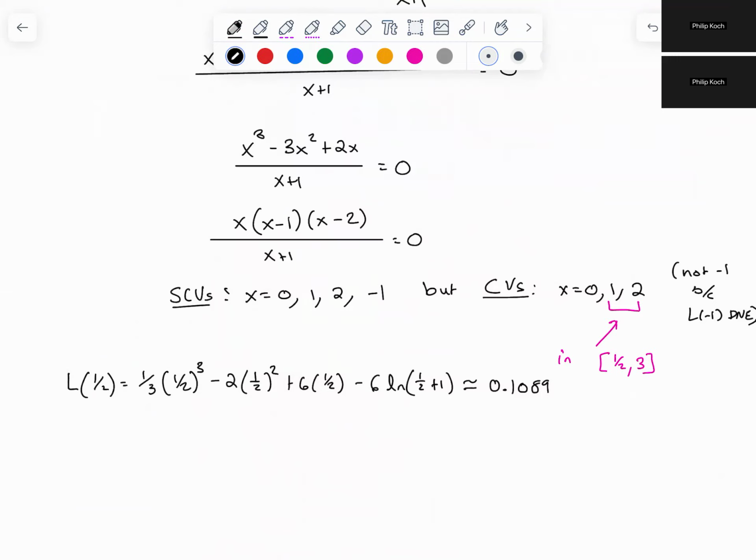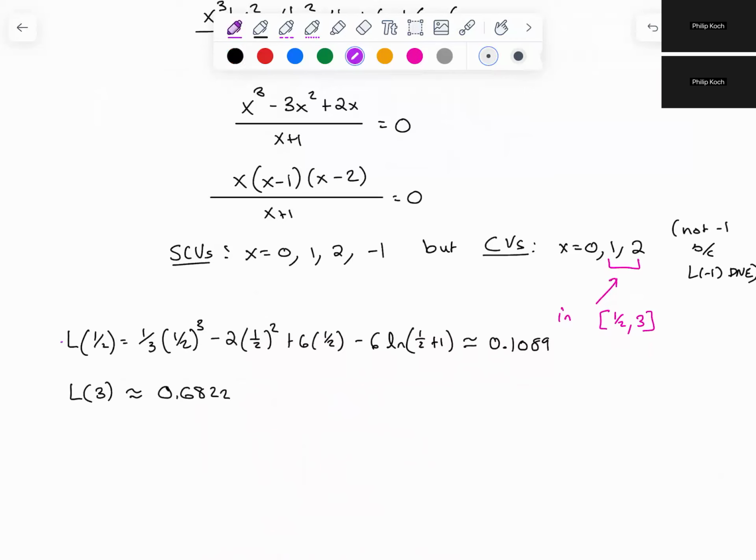So L of 3. I'm going to switch back, unless there's any questions on that. This is a little tidbit on how to use your calculator efficiently. So L of 3 is approximately 0.6822. And so those are the endpoints.